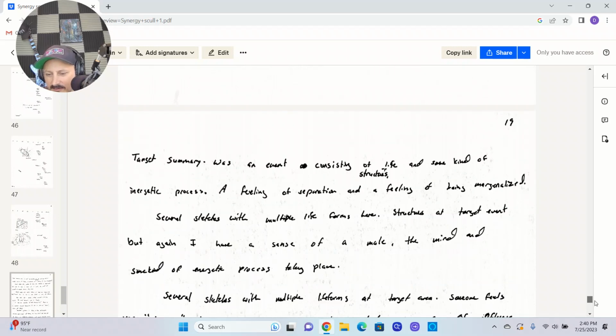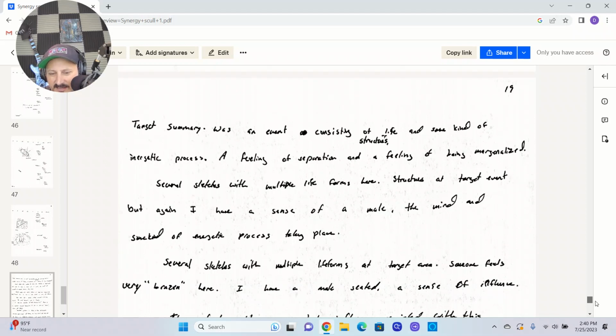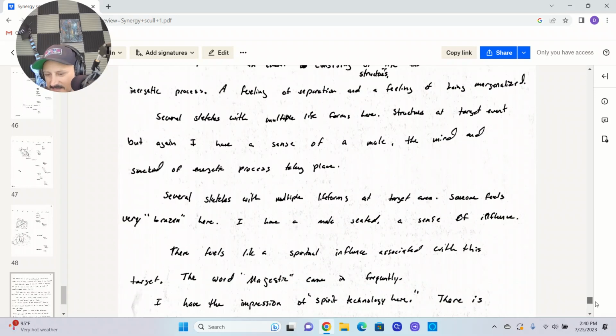Okay, target summary. Target summary was an event consisting of structures and life and some kind of energetic process, a feeling of separation, and a feeling of being marginalized. Several sketches with multiple life forms here, structures at target event, but again, I have a sense of a male, the mind, and some kind of energetic process taking place. Several sketches with multiple life forms at target areas. Someone feels very brazen here. I have a male seated sense of influence.